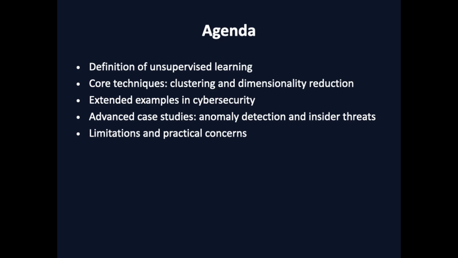Here's how we'll proceed. First, I'm going to define unsupervised learning in hopefully plain terms, and then we'll dive into its two main categories: clustering and dimensionality reduction. These are the two workhorses of the unsupervised world. Next, I'll walk through the extended cybersecurity applications. We'll take time to build some concrete scenarios: anomaly detection, and maybe insider threats. After that, we'll explore some case studies as well, and we're going to talk about some of the limitations around unsupervised learning as well.